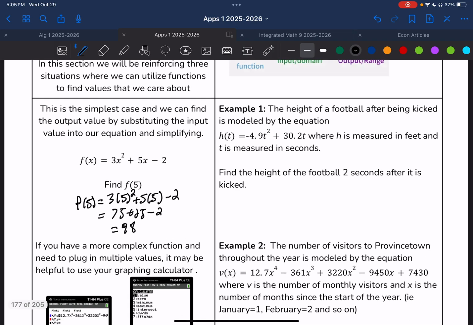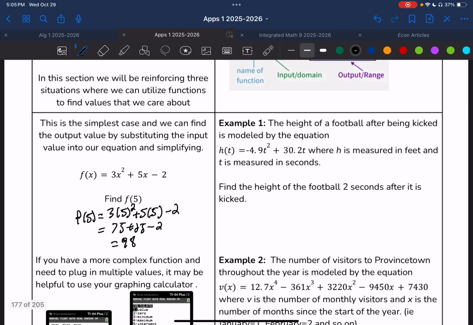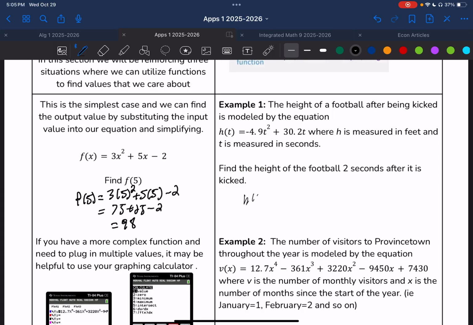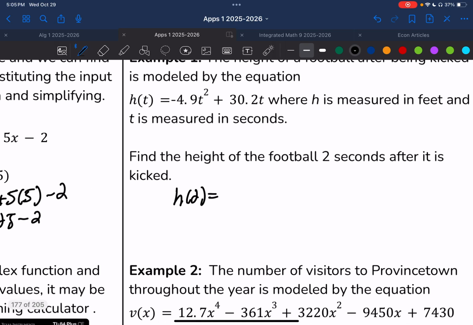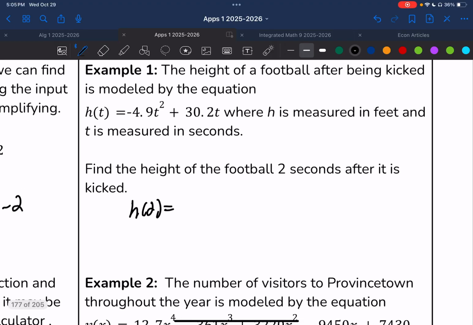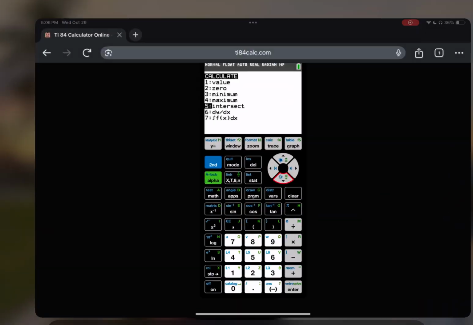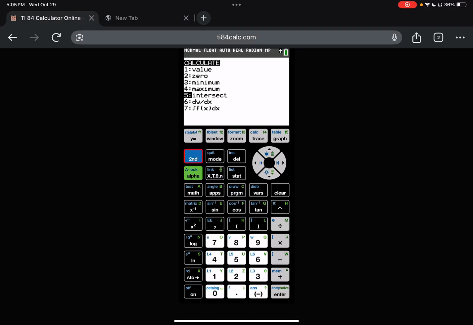And for some other functions, you might want to plug it into your calculator. For example, the height of a football after being kicked is modeled by this equation, and we want to figure out the height of the football 2 seconds after it's kicked. So we want to evaluate this function. We're essentially trying to find h of 2. To find that, I am going to plug 2 into my formula, and I can do that in the calculator.